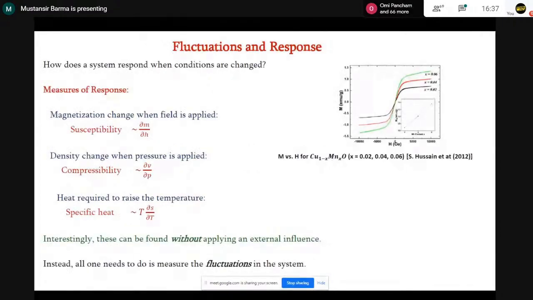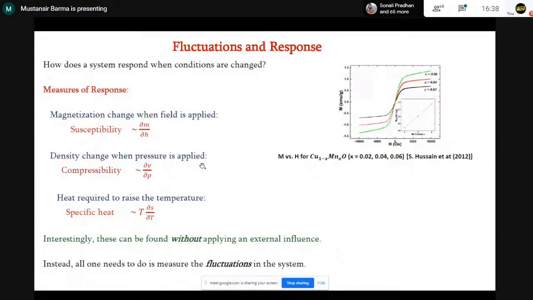So let me come to response functions in general. How does a system respond when conditions are changed? For instance, we've already seen that when a field is applied, the magnetization changes. How much the magnetization changes tells you what's measured by the susceptibility. Here I've just taken some random data from the scientific literature, which shows M versus H in a copper manganese alloy, and you can see that depending on the precise alloy, the moment you put on a field, there's a response. The magnetization climbs up, and that response is what we are trying to characterize. That is the susceptibility.